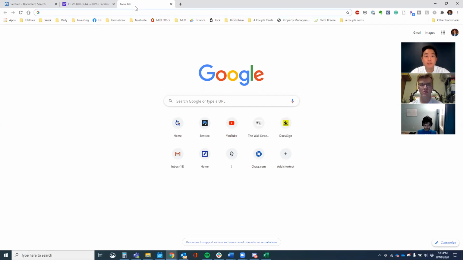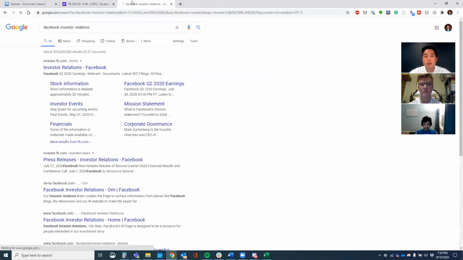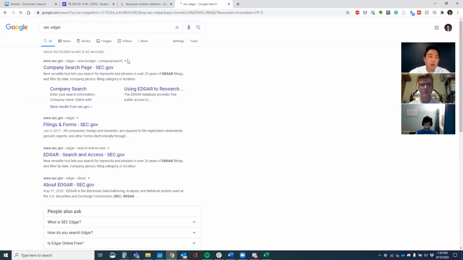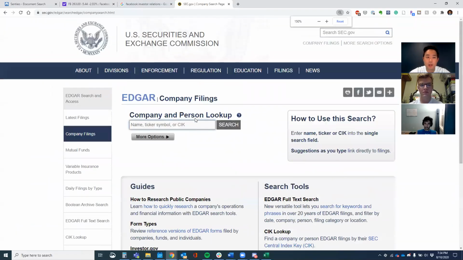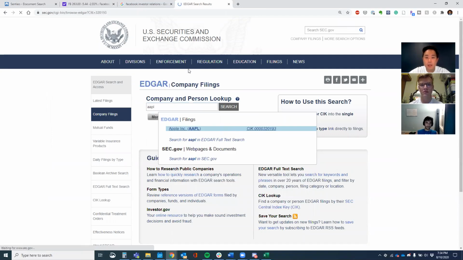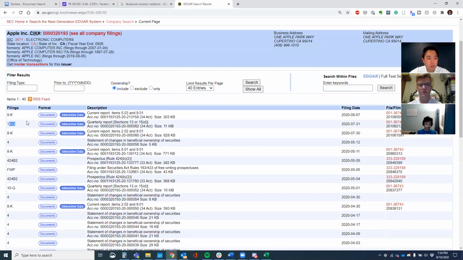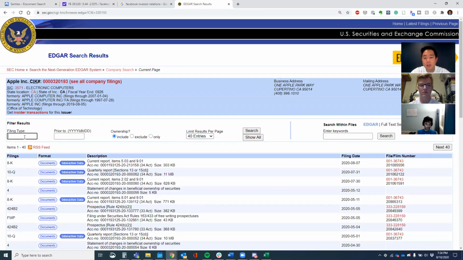So if you don't have Sentio, no problem. If you don't have Bloomberg or CapIQ or anything, all you got to do is search Facebook investor relations, if it's a big company. If it's not, then you go to SEC Edgar. If it's a small cap stock and they don't have an investor relations page, you go to company search and then you look it up. So for this sake, I go Apple, I can search the Edgar filings, and I basically look for 10Q or 10K. Edgar just sucks. So I go 10K because I don't see it immediately, and I go search.